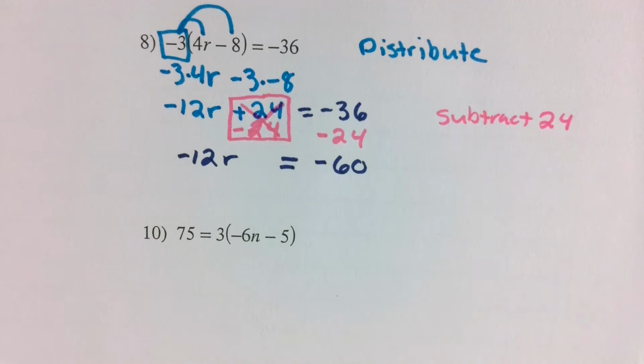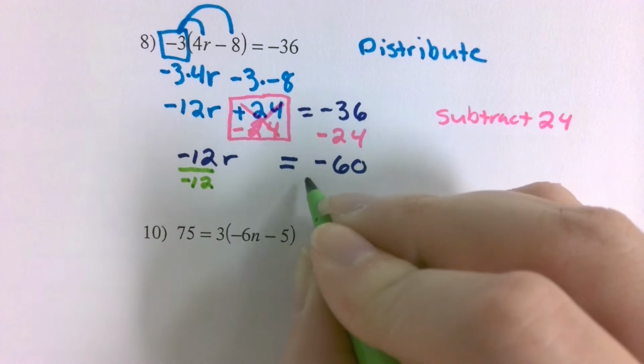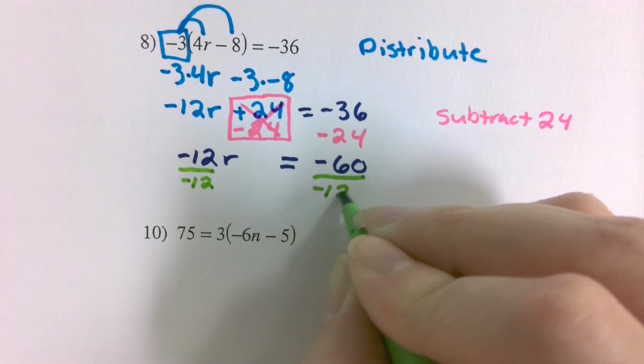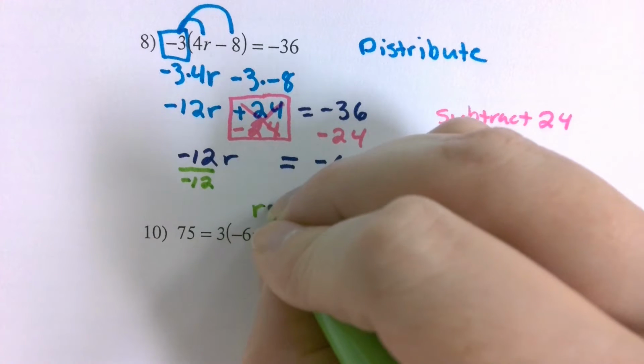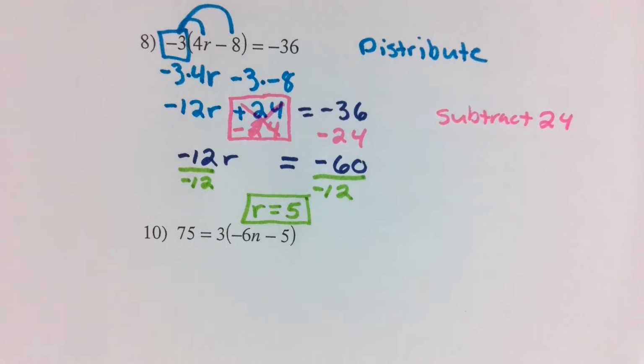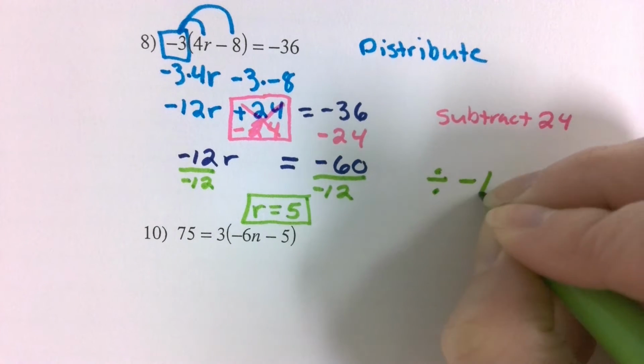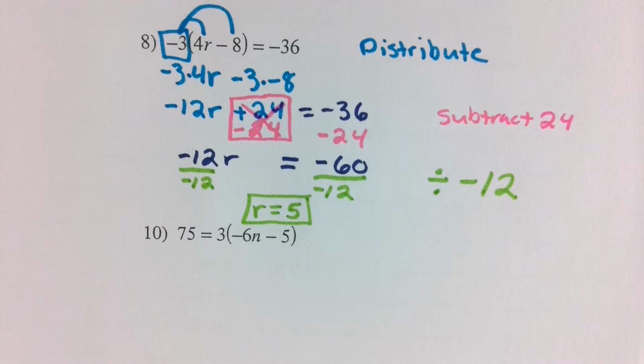Okay? Next step is to what? Divide. We're going to divide both sides by -12 so that we'll get r is equal to +5. R is going to be equal to a +5 because we went ahead and divided by -12. Okay?